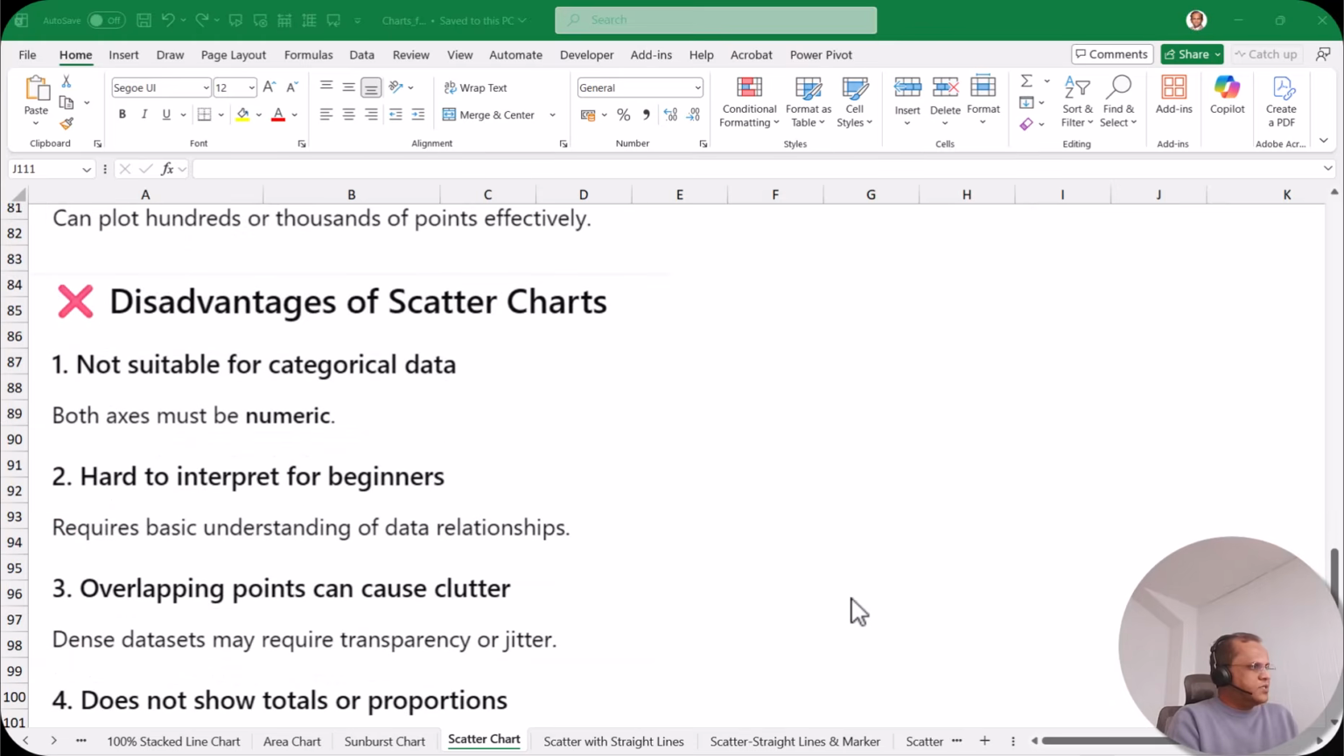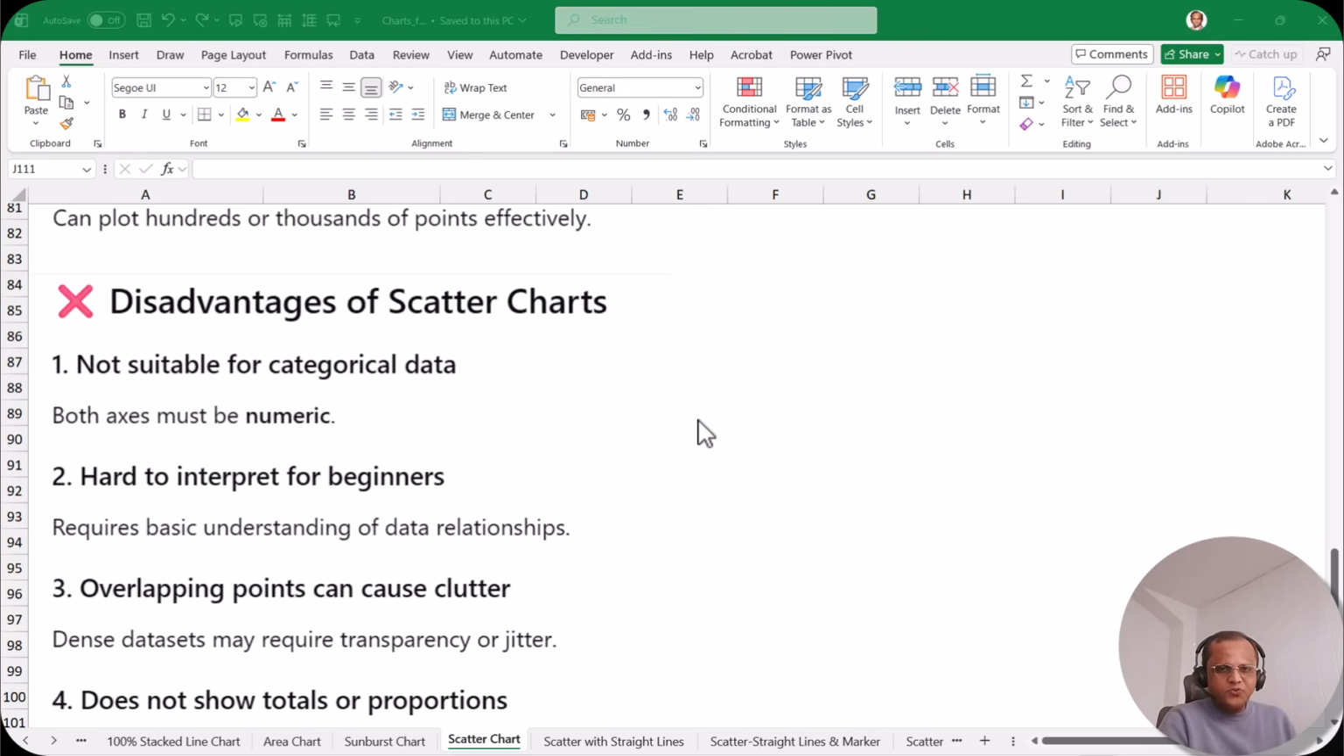Now let us see the disadvantages of the scatter chart. The first disadvantage is that it is not suitable for categorical data. Let's say if I'm having some categorical variable, suppose gender, then I cannot use it over here, because as I said earlier at the starting of this video, in the scatter chart we always have to take two numerical variables. Second one, it is hard to interpret for beginners.